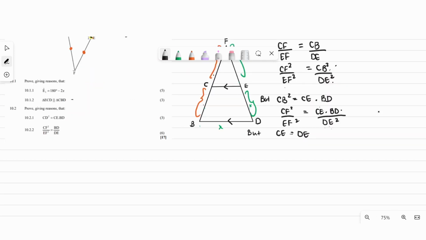So now it's going to be CF squared divided by EF squared is equal to DE multiplied by BD divided by DE squared. Since we have DE on the numerator, I can cancel one of the DE in the denominator. So this is going to cancel and this is going to cancel. So we're going to have CF squared divided by EF squared is equal to BD divided by DE. Then you have proven the last question.